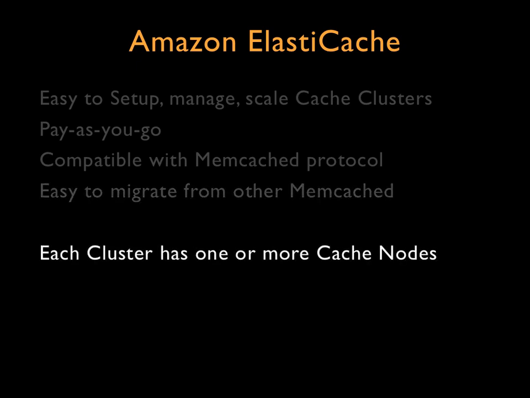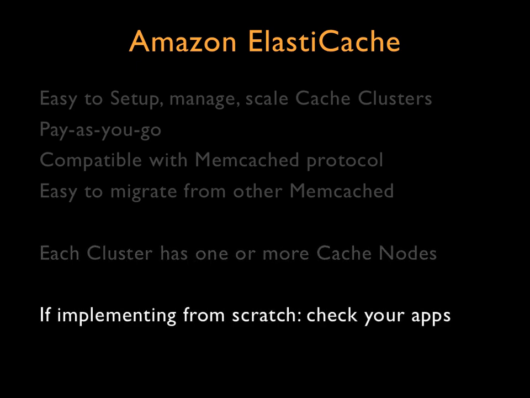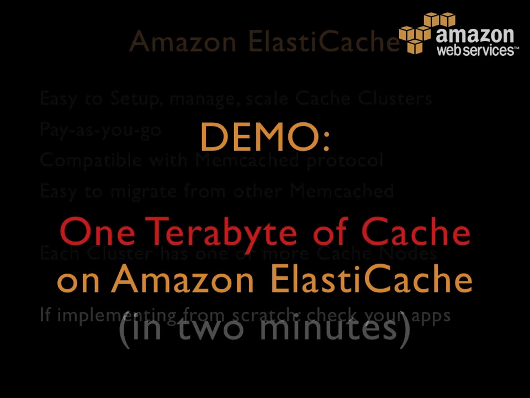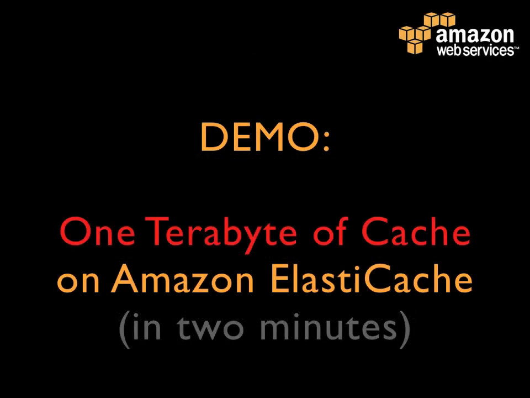Each cache cluster has one or more cache nodes, and this allows you to scale out the capacity that you want. And if you are implementing this cache mechanism from scratch, it's of course very easy to launch Amazon Elasticache, but for your applications, you need to check that they are able to take advantage of this cache system before being able to use it. So let me show you a demo now. I will launch 1 terabyte of cache on Amazon Elasticache, and I will do this in just 2 minutes.